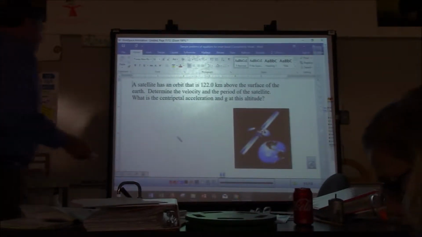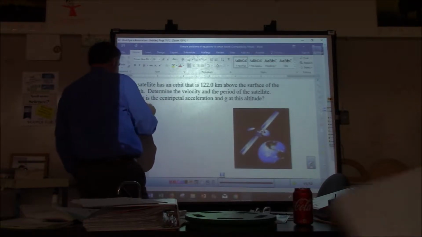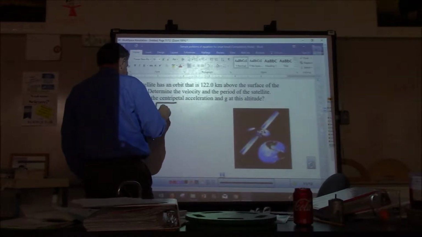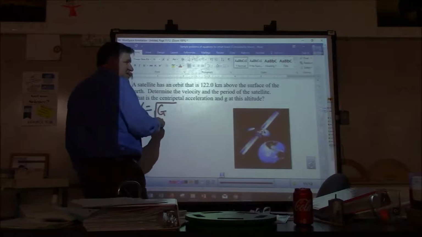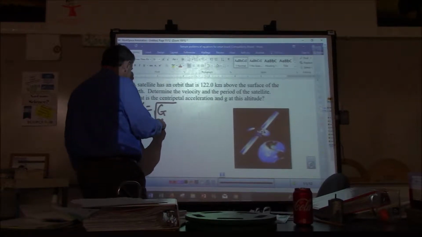V equals the square root of gravity of the Earth times mass over radius. How about the universal gravitational constant?